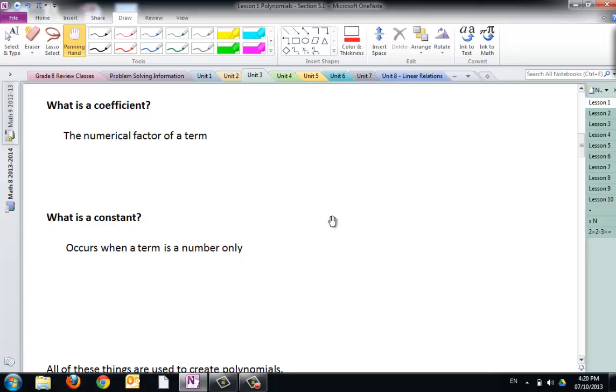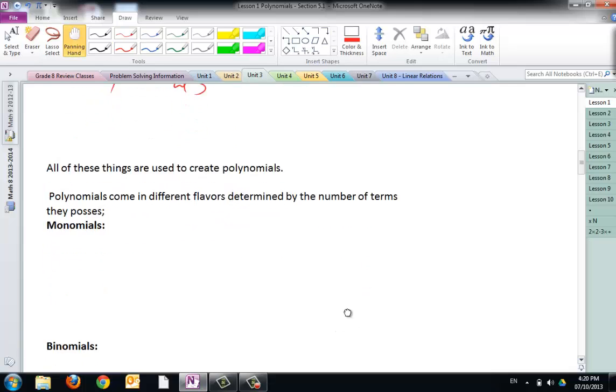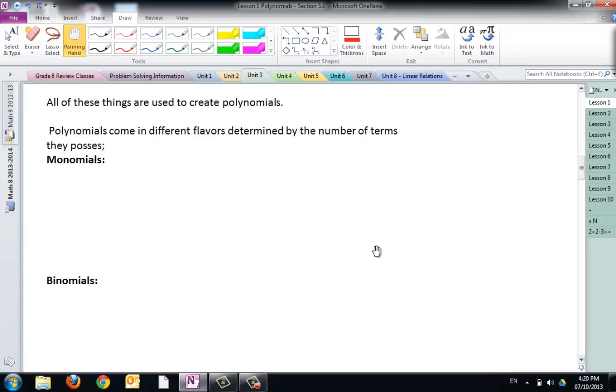The coefficient is the numerical factor of a term. So if I had something like 3m squared, in this case, this would be called the coefficient. A constant occurs when a term is a number only. So if we had a term like negative 7, or if we had something like 43 with no variables, both of those things would be called constants, but they are also both terms, and we'll use those as we go through this unit in polynomials. So all of these things, coefficients and constants and variables and exponents, they're all used to create polynomials.